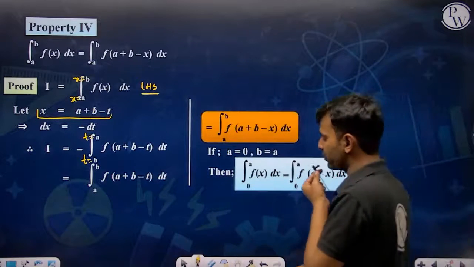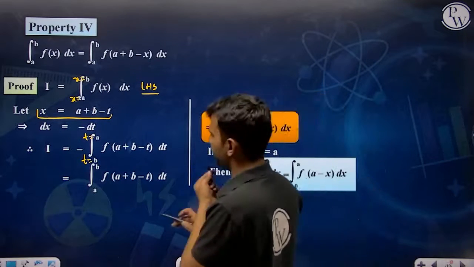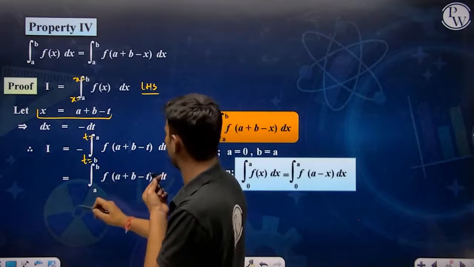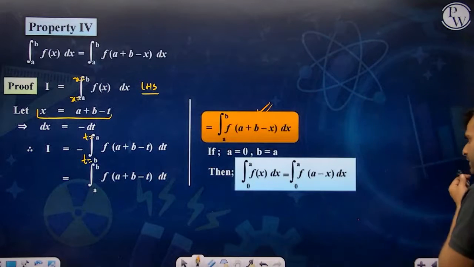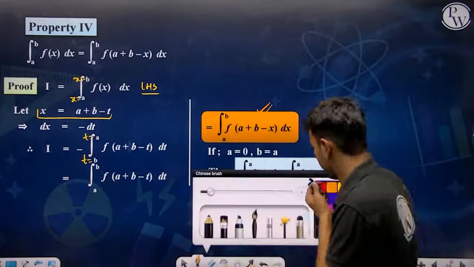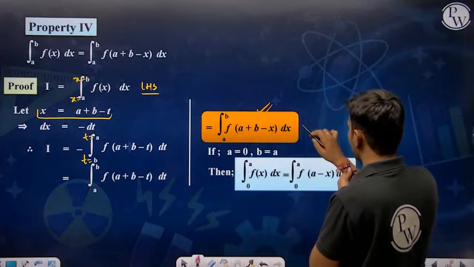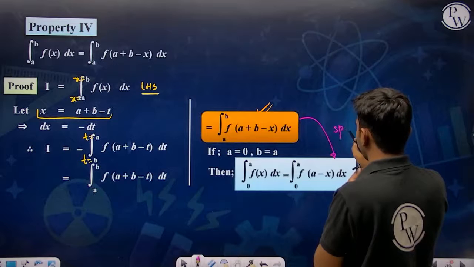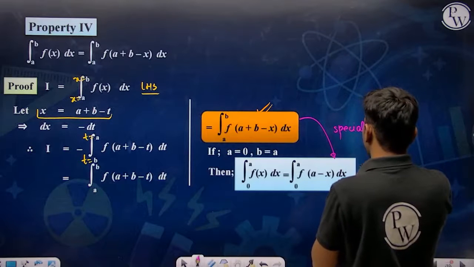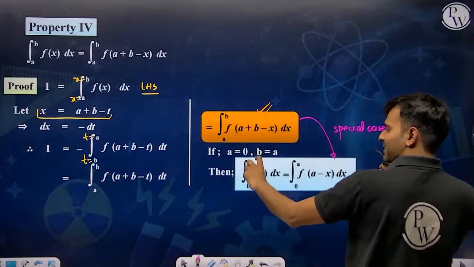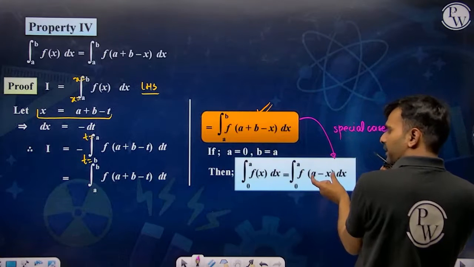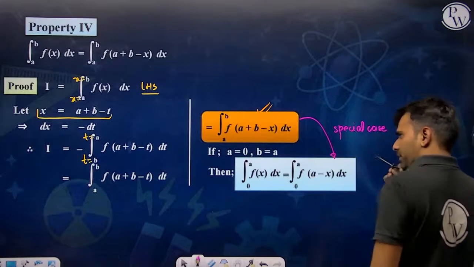So now if you see, what's there in a name, so t can be further replaced by a new x. So the moment you do it, you are going to get this particular thing, and you can say that left hand side and right hand side are both equal. A very special case of this property is when a's value is equal to 0 and b's value is equal to a. In that case, 0 plus a minus x can be written over here. That is, a minus x can also be written over here.